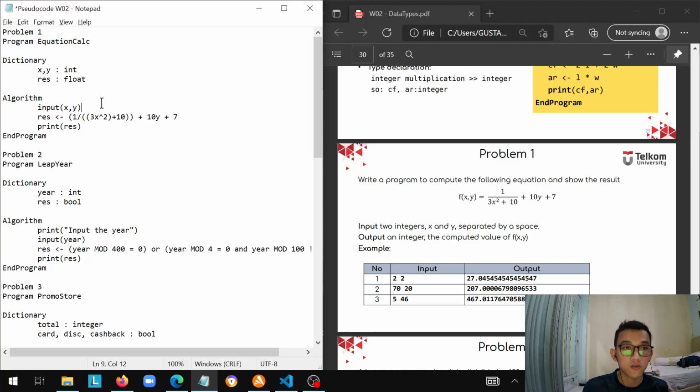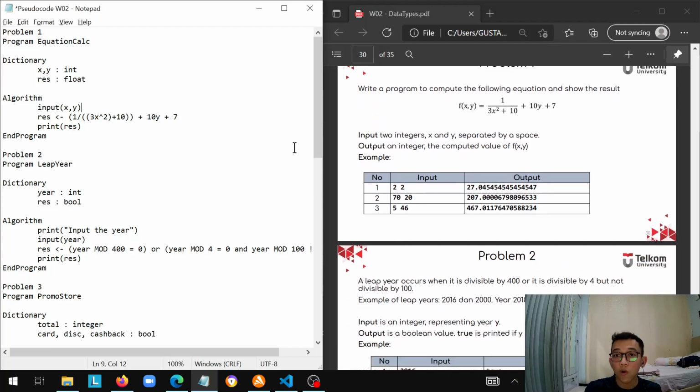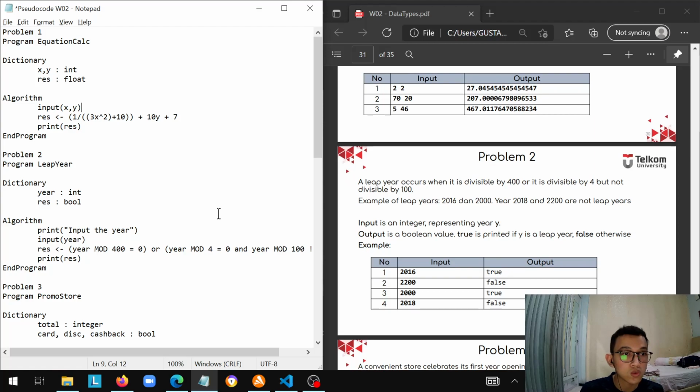It's simple. Once again, asking for an input, and then we'll calculate the result, which is the formula here, and you put it into the result, and you print the result, and that ends the program. Hopefully it's quite simple for number 1, and let's go to number 2, shall we?